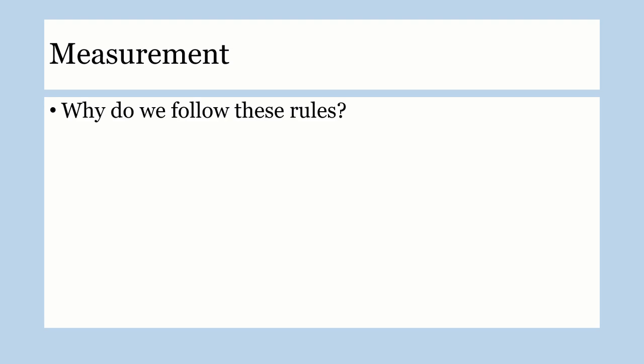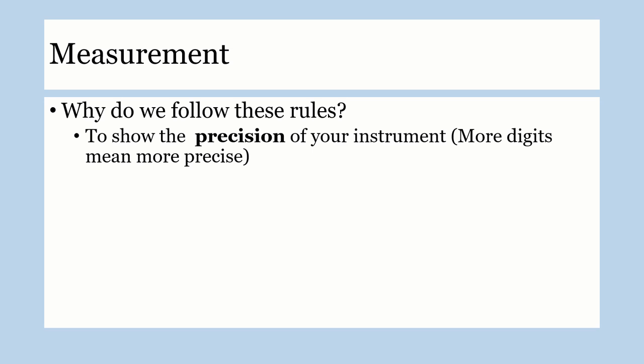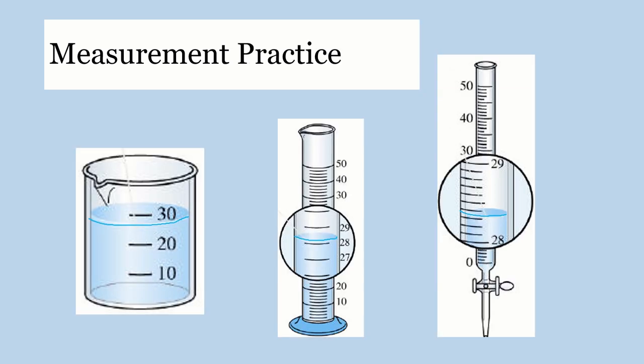So let's figure out why we follow these rules. The reason why is to show the precision of your instrument. Whatever instrument you're using will dictate how many digits you get. If you have more digits, you are more precise, or you have more precision in your instrument. So we want to show that. We want to show off the precision of our instrument. You also can't show too much precision, right? So let's do some examples and we'll see how this sort of works.